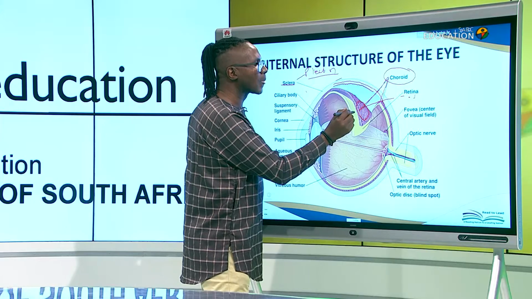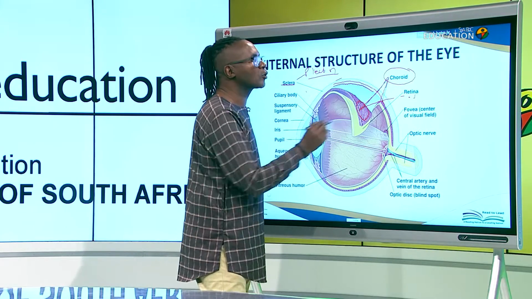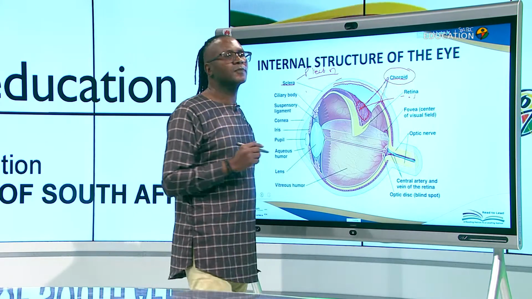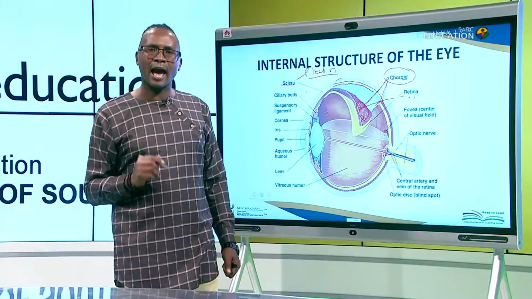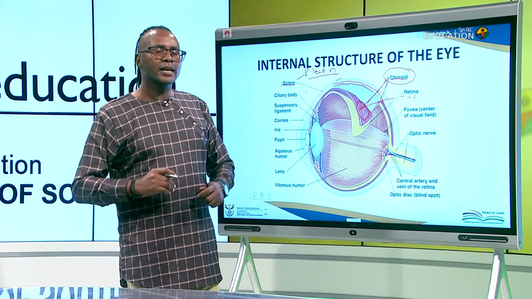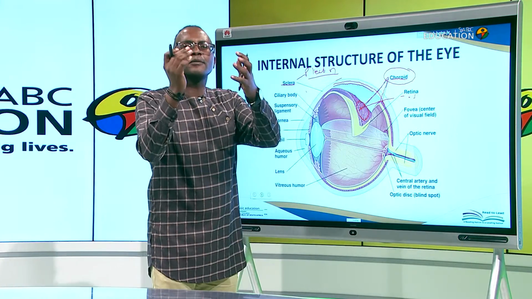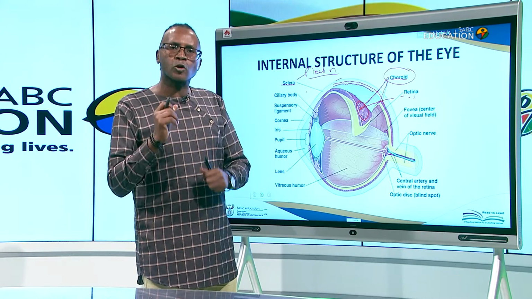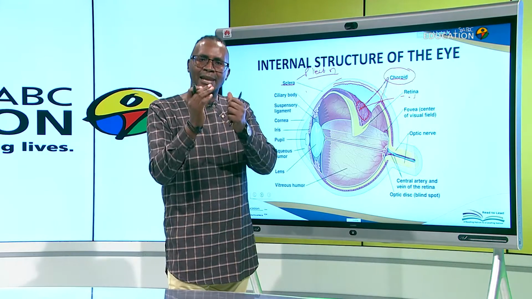And also, this very layer, the choroid, is a pigmented layer. So therefore, it means what? It means that it plays an important role in absorbing light.